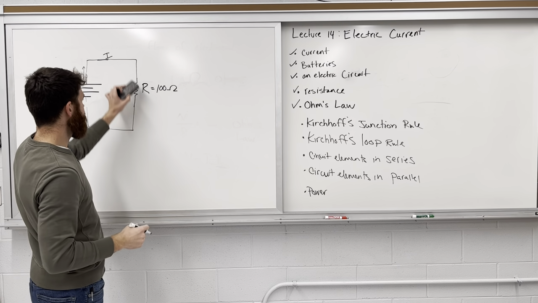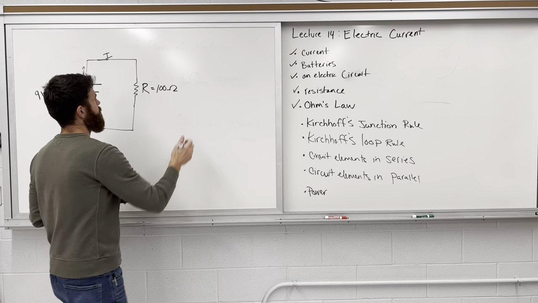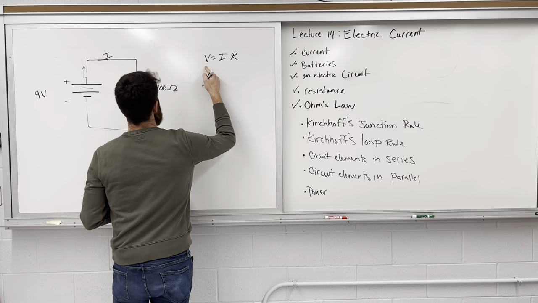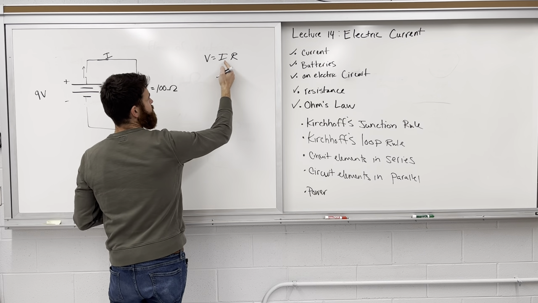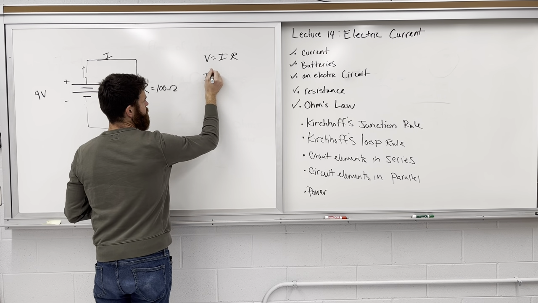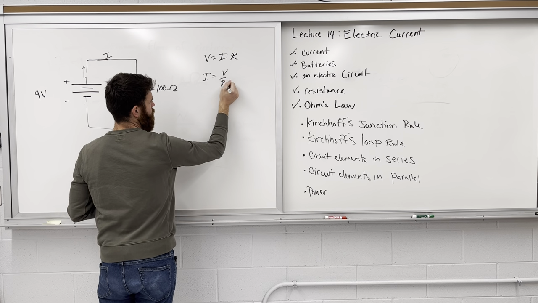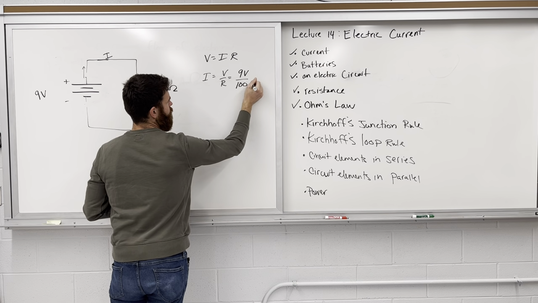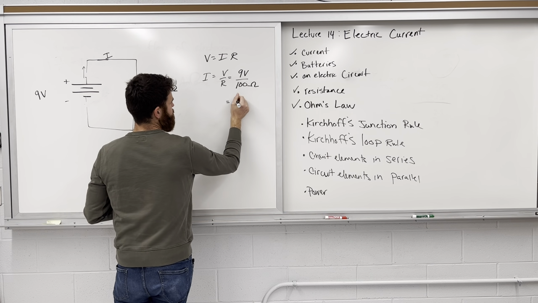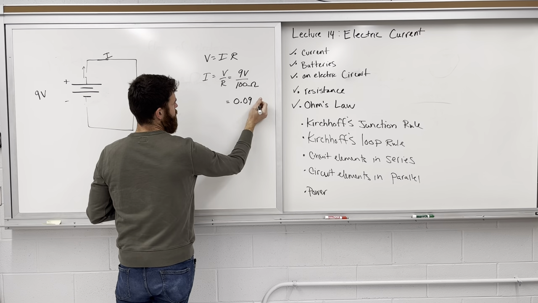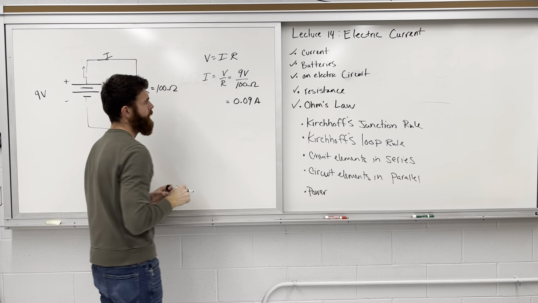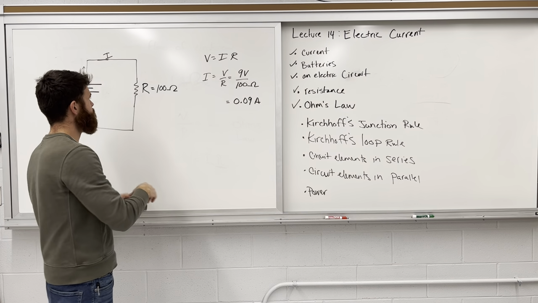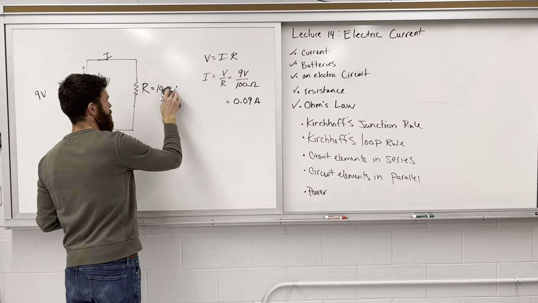What is the current in this circuit? Well, we'd use Ohm's law, V equals IR. We know the voltage. We know the resistance. We can calculate the current, solving for current: V over R, which equals 9 volts divided by 100 ohms, that equals 0.09 amps.